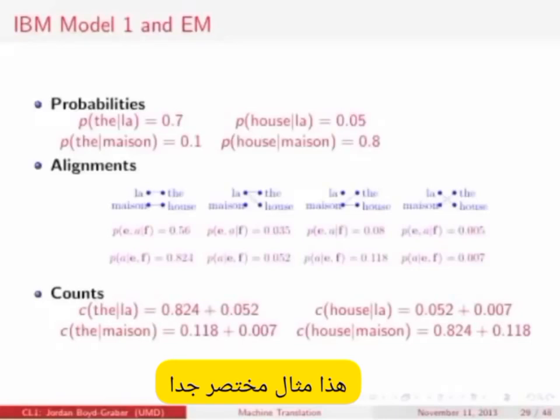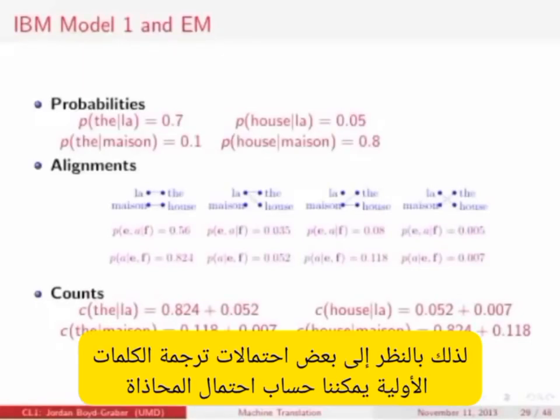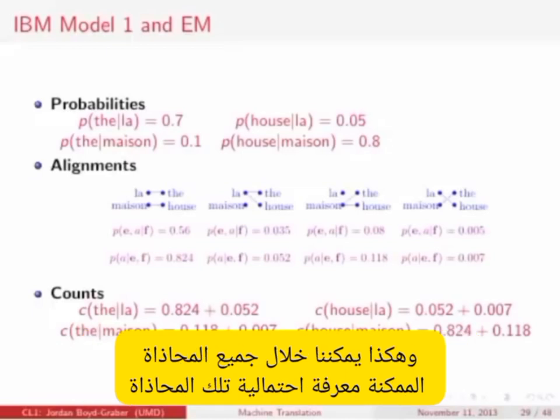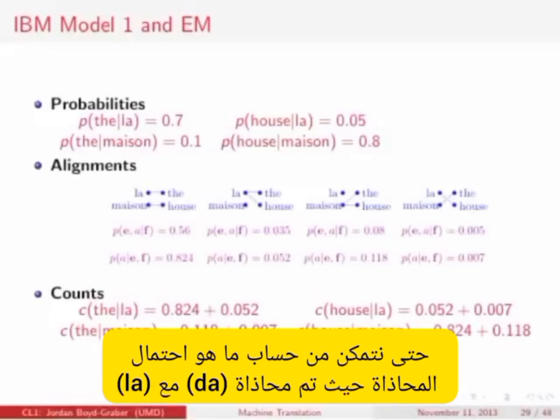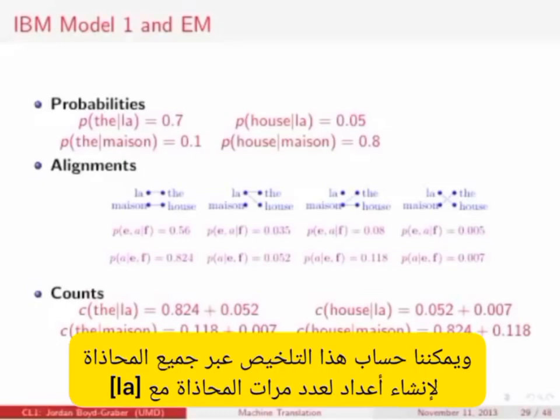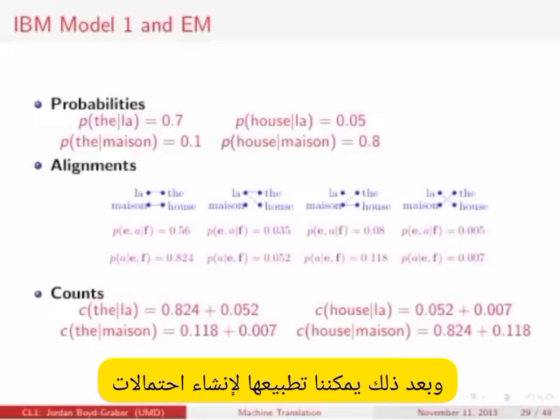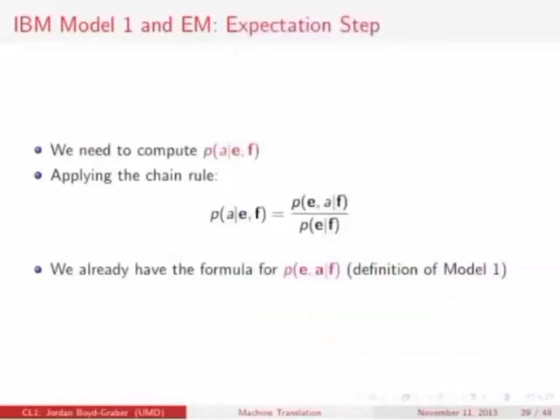A very brief example. Given some initial word translation probabilities, we can compute the probability of alignments. Over all of the possible alignments, we can figure out the probability of those alignments. Then, given the probability of those alignments, we can compute the expected counts. So we can compute the probability of the alignments where "the" was aligned with "la", summing over all alignments, to create counts for how many times "the" aligned with "la". And then we can normalize those to create probabilities.